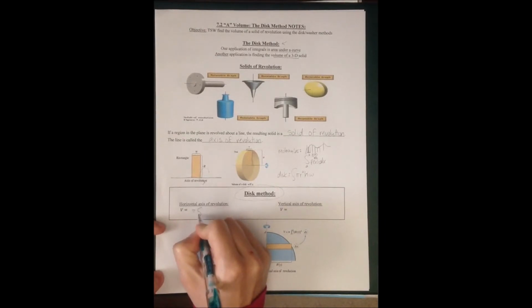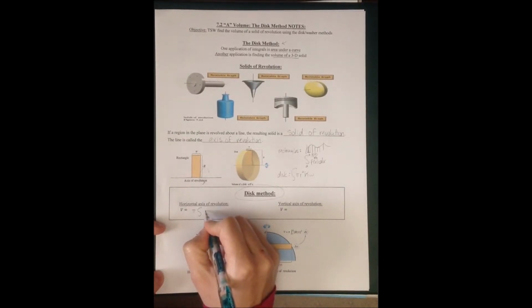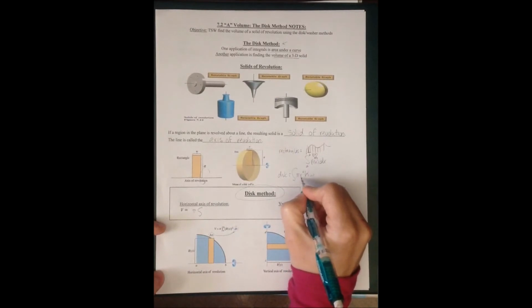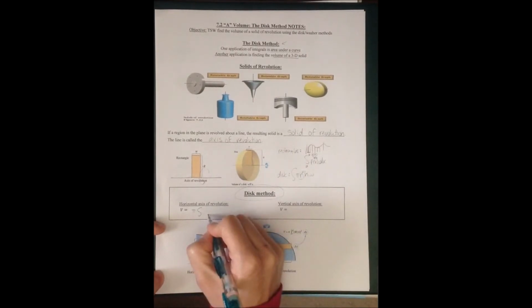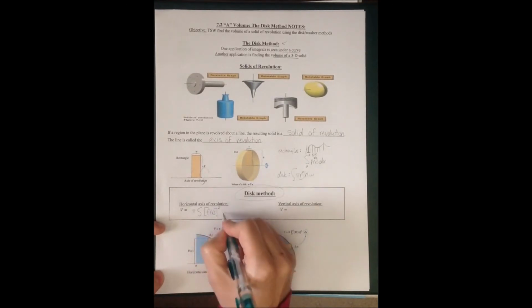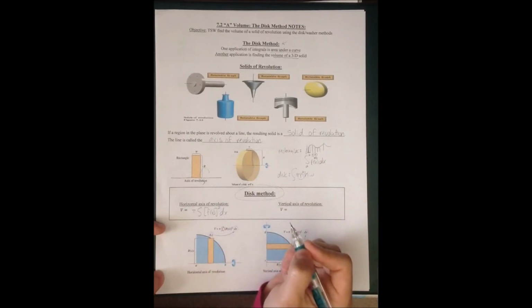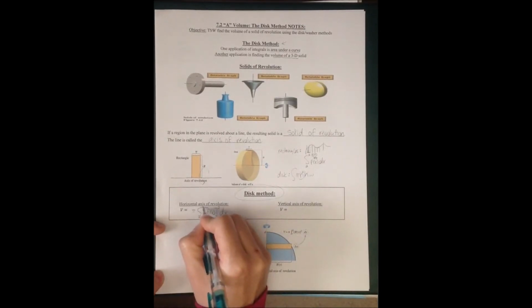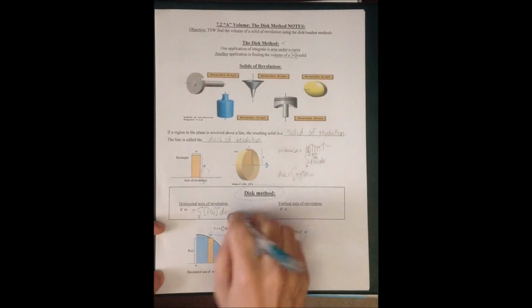So we're going to integrate. We have our pi, which is just a number that I can bring out front. And we're going to integrate our radius squared. Well, in this case, our radius is really going to be our function, our f of x. So we're going to take our function and square it. And then we're going to do all of our little widths or our heights or our dx's. And then we can integrate it from a to b, our limits of integration.